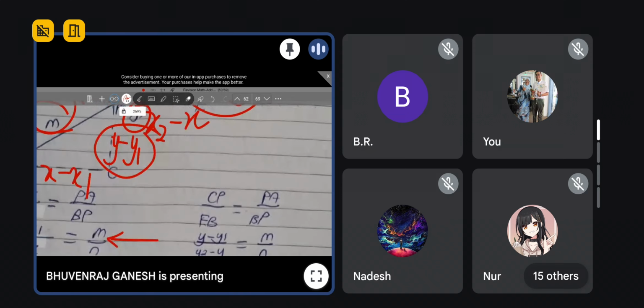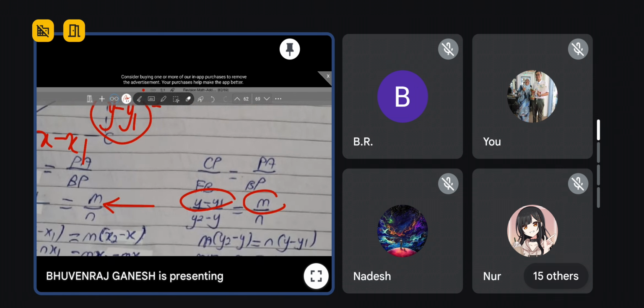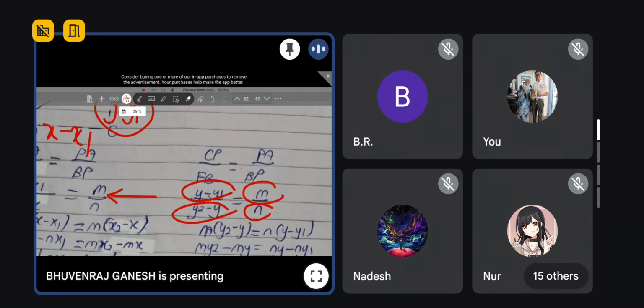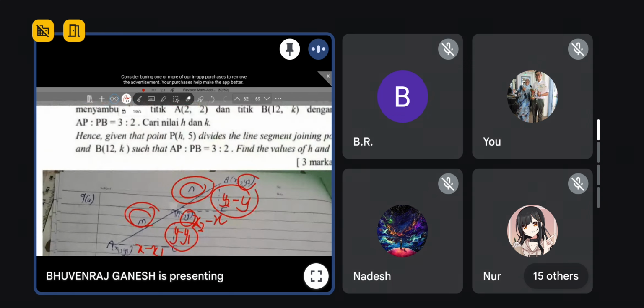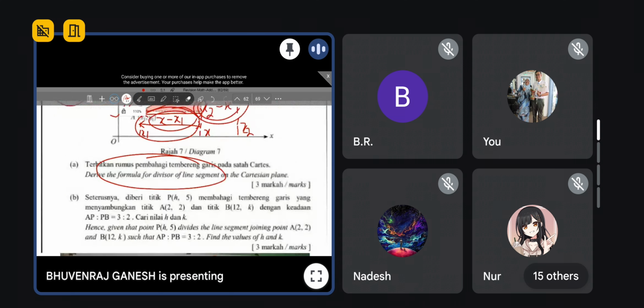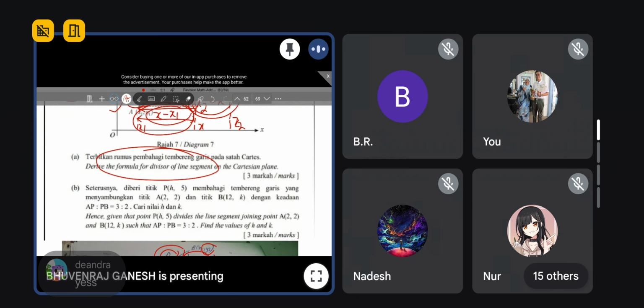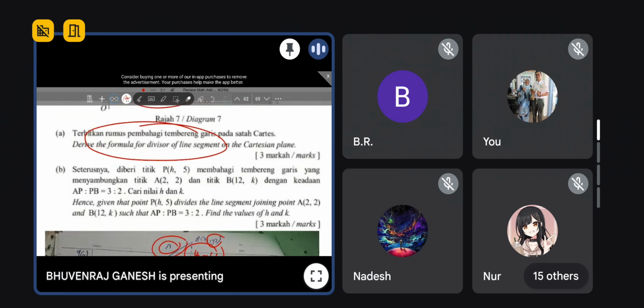Understand, guys? So this is how I get it. M, Y minus Y1. And then N, Y2 minus Y. Bahagi kat tengah. That's all. Understand, guys? For question A, 3 markah. Clear? Okay.